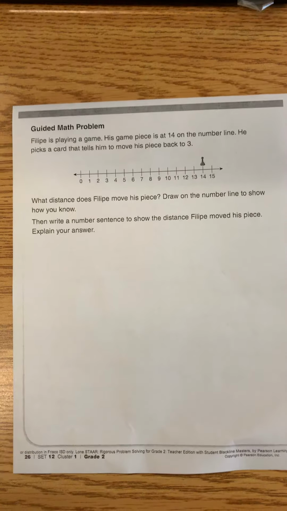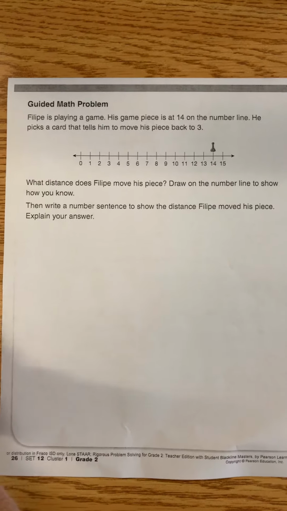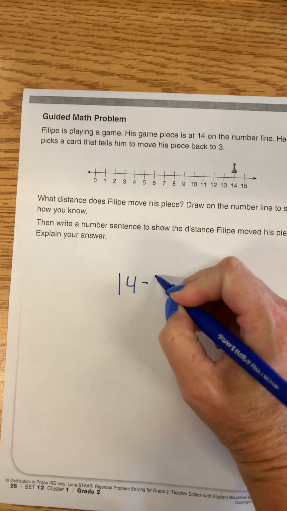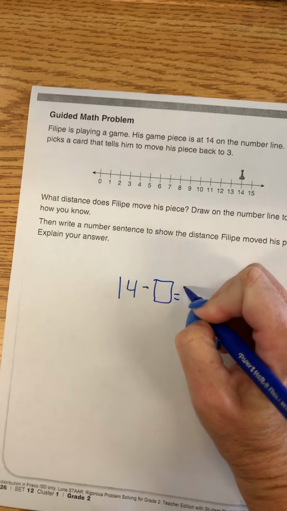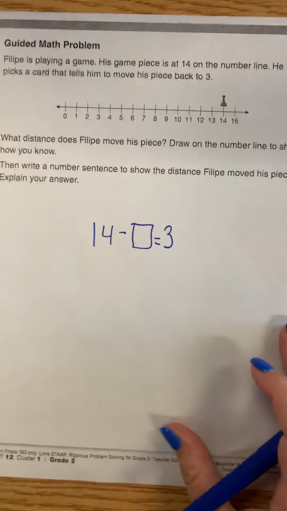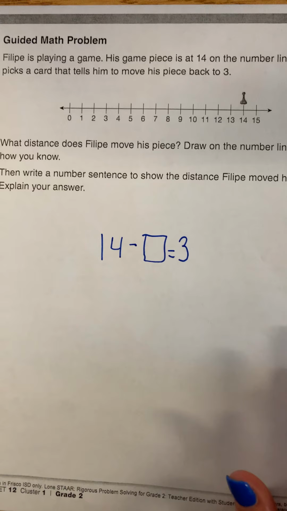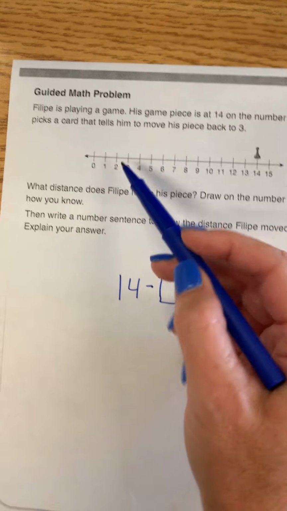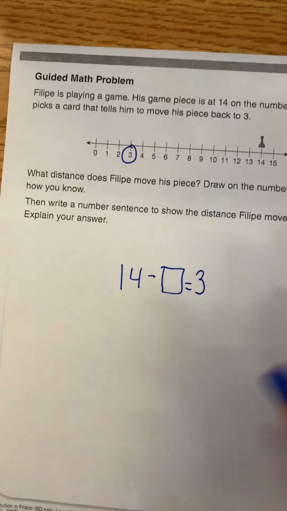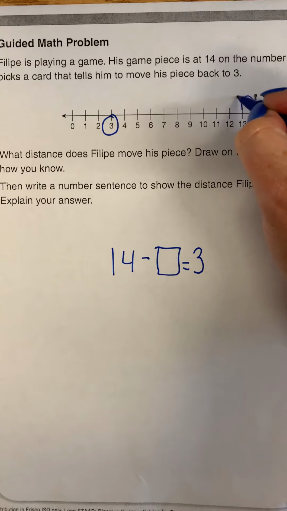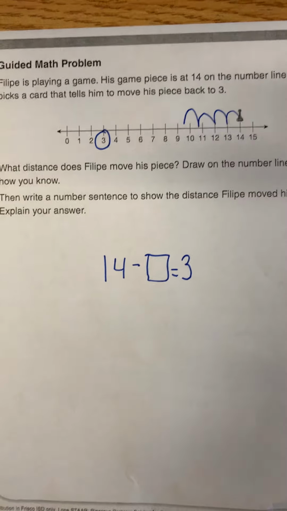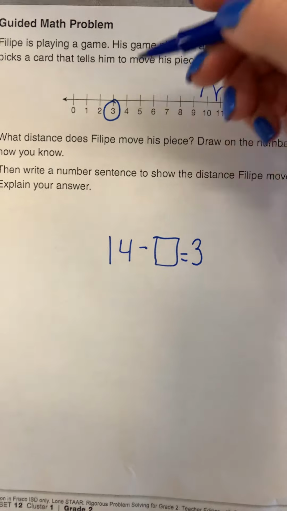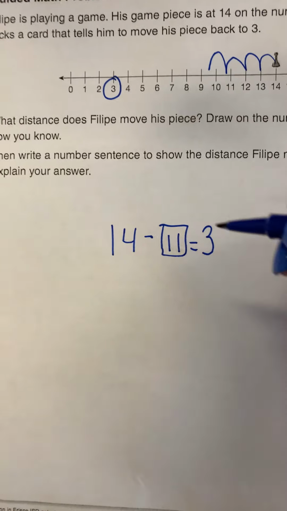Okay. If you're at 14 and you have to move all the way to 3, you should have set up your number sentence. 14 minus something equals 3. Several different ways to solve this. You could start at 14 and count back how many spaces you get all the way to 3. And when you count back, if you draw little jumps here, it would take you 11 spaces to get to the 3. So 14 minus 11 equals 3.